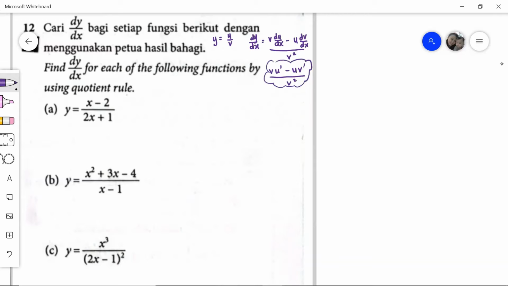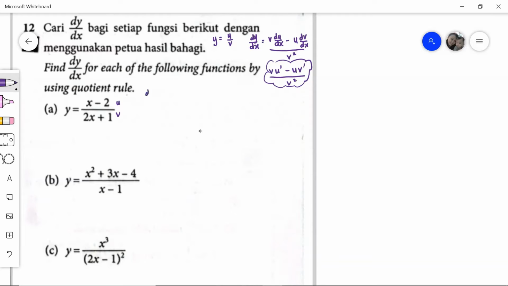Just like the product rule, after we have differentiated, we should factorize. If we can factorize right from the start, let's factorize it to make things much easier. This one can't be factorized, so we mark this down. This is u and this is v.